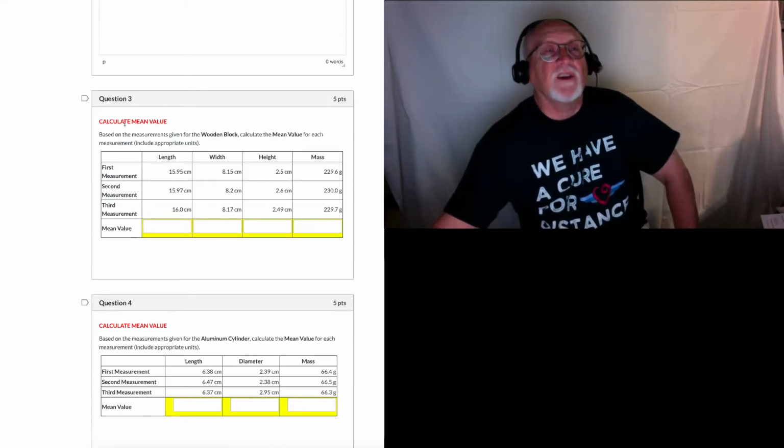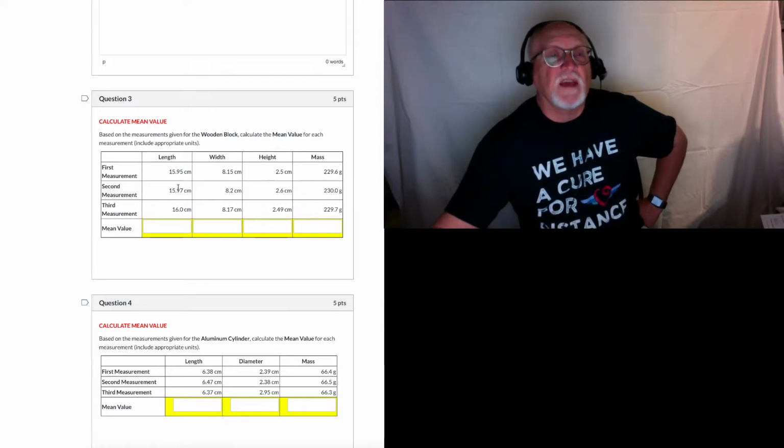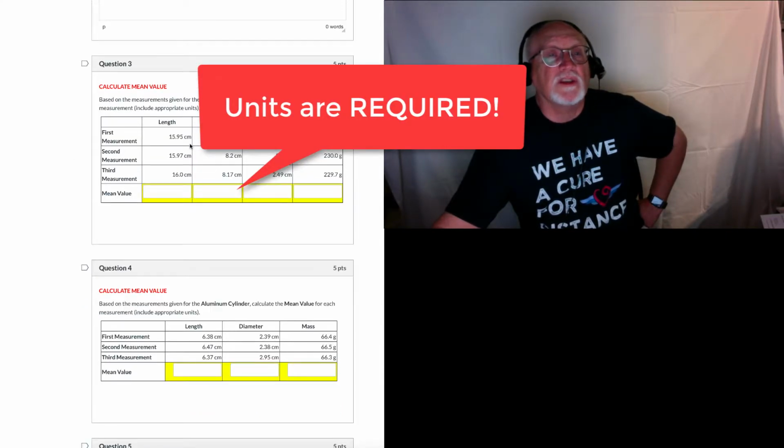Then what you're going to have here is a question in each case that asks you to calculate something. In this case, you're going to calculate the mean value. You will notice I have given you the values, in this case in centimeters and grams. I expect to see the results in those appropriate units associated with your answer. So in this case, the mean value of these three will go here, and the same for each of the others.